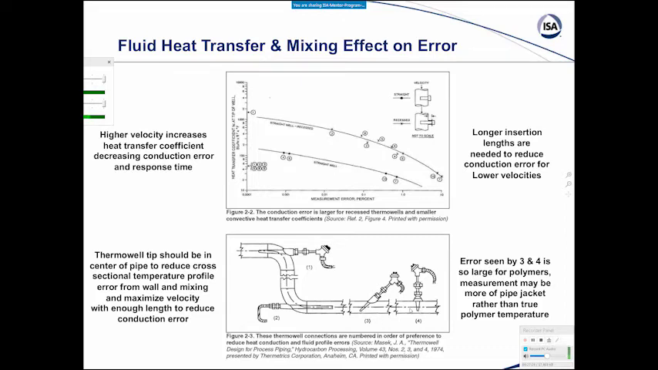The error seen for installations 3 and 4 is so large for polymers that I've seen where the measurement may be more of a pipe jacket temperature rather than the polymer temperature. There's an incredible temperature profile associated with polymers. I think it's partly due to the high viscosity. So you really have to get close to the center line of that polymer pipe to get a representative temperature, and then you really need a lot of insertion length there. So it is a real challenge, particularly for polymers and high viscosity fluids.